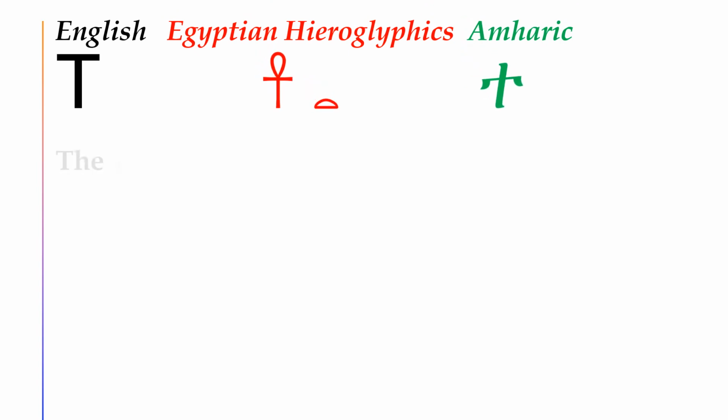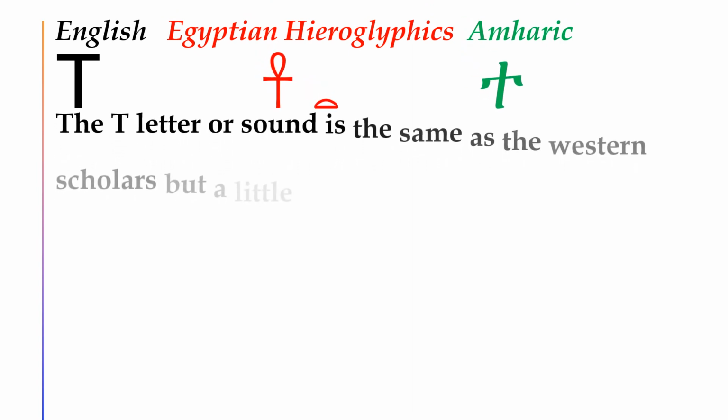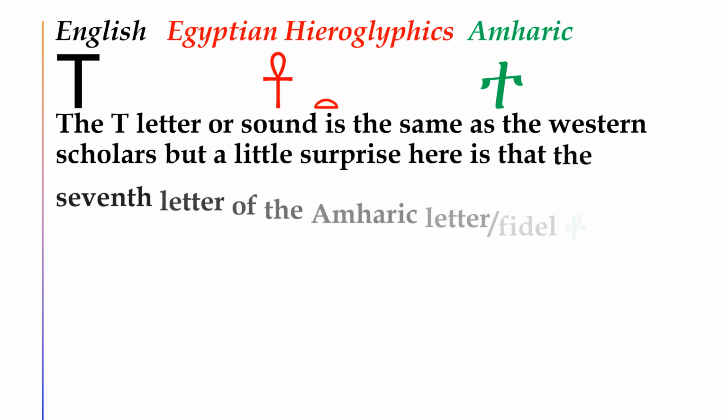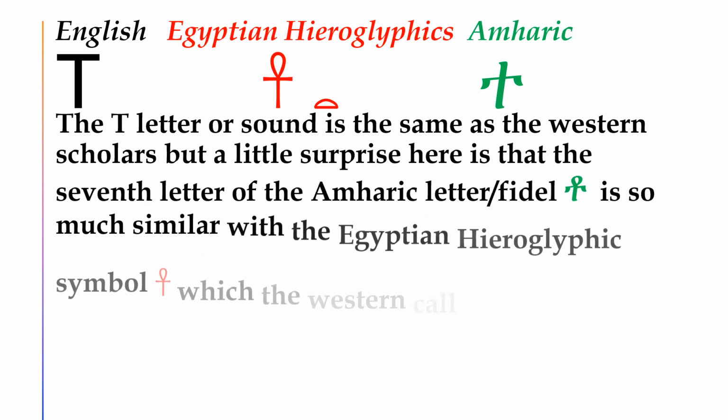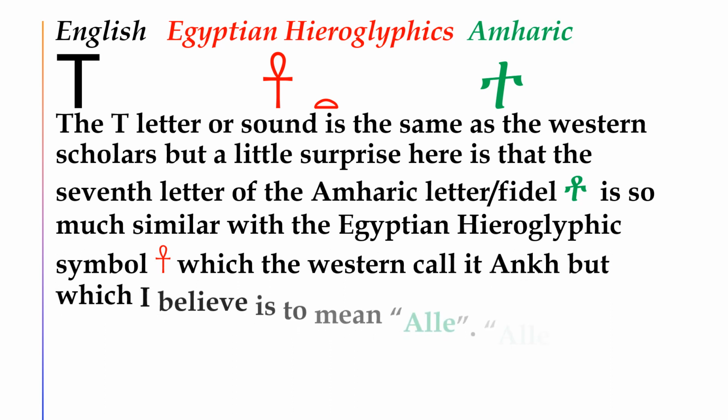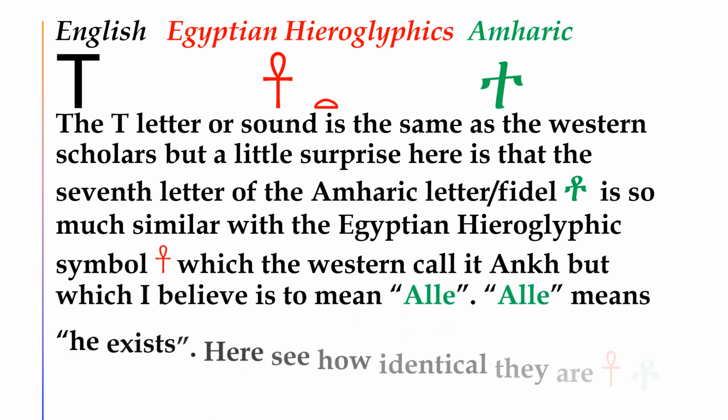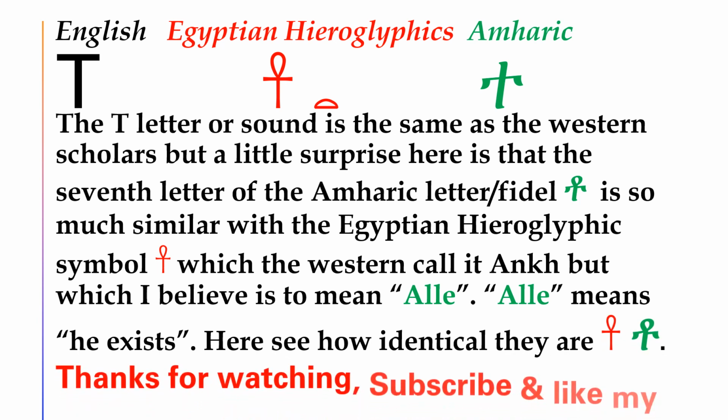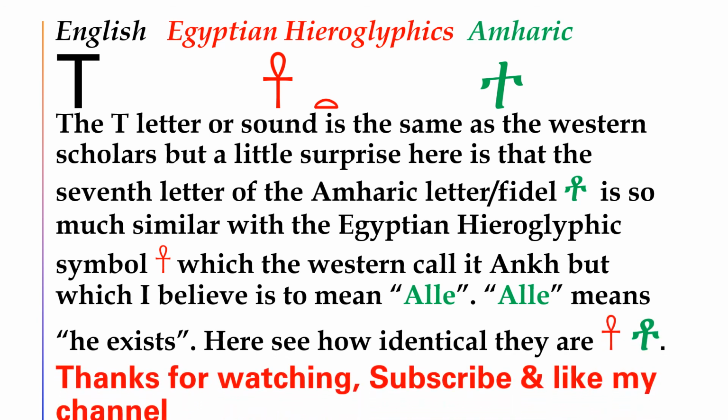Then comes the last letter, the T sign, the T letter. As you can see in the Egyptian hieroglyphics, the first one looks so much similar to the Amharic T. That's why I have taken it also as the representation of the T sound, besides what the Western scholars have taken, the second symbol. And what's amazing is that, as you can see, the Amharic letter To, letter and sound, looks just like the Egyptian sign.